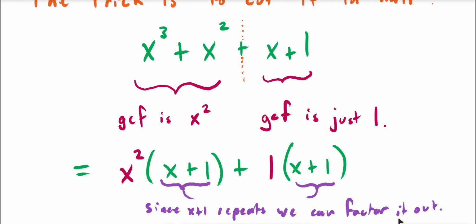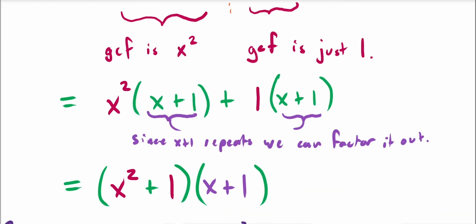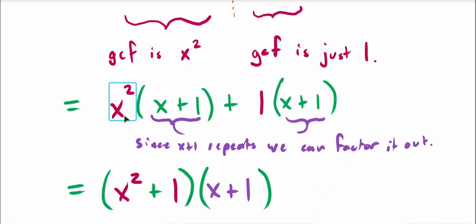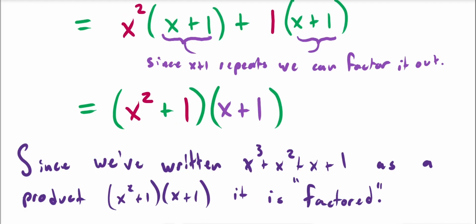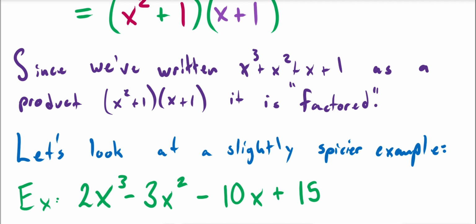Since we have x plus 1 repeating, we can now use the distributive property again to factor it out. And doing so looks like this. Instead of x squared times x plus 1 plus 1 times x plus 1, we now have x squared plus 1 times x plus 1. So we have factored the polynomial. It is now written as a product, and we would therefore consider it factored. If you want to check this, you can FOIL this back out and make sure that you get the original polynomial.